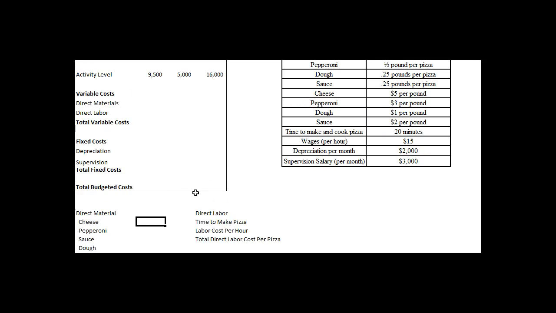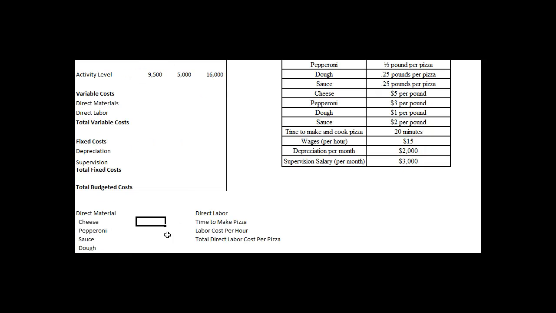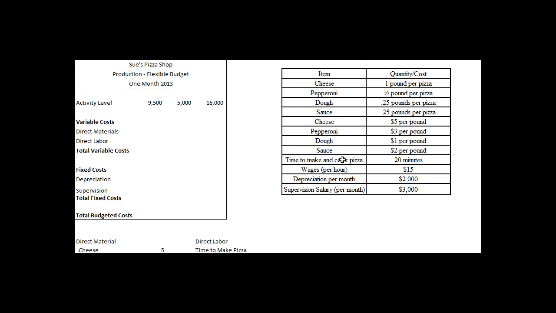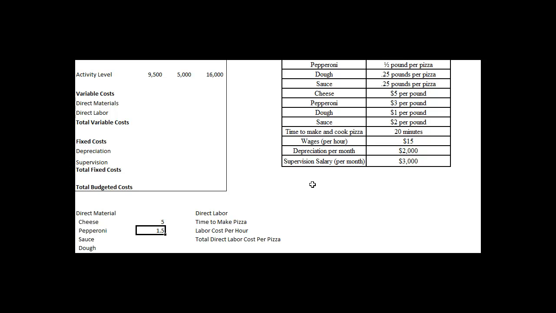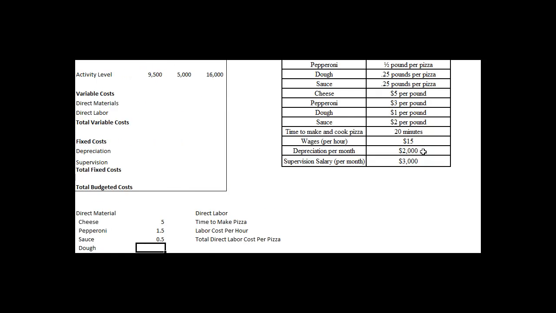So the items that I would consider direct material are the cheese, the pepperoni, the sauce, and the dough. And so my problem tells me that each pizza uses 1 pound of cheese. That's a lot, and that each pound of cheese costs $5. So my cheese per pizza is $5. The pepperoni per pizza, I use a half a pound of pepperoni. It costs me $3 a pound. So $1.50 is how much the pepperoni costs per pizza. The sauce, I use a quarter of a pound per pizza, and the sauce runs me $2 a pound. So if you calculate that out, it should be 50 cents per pizza.